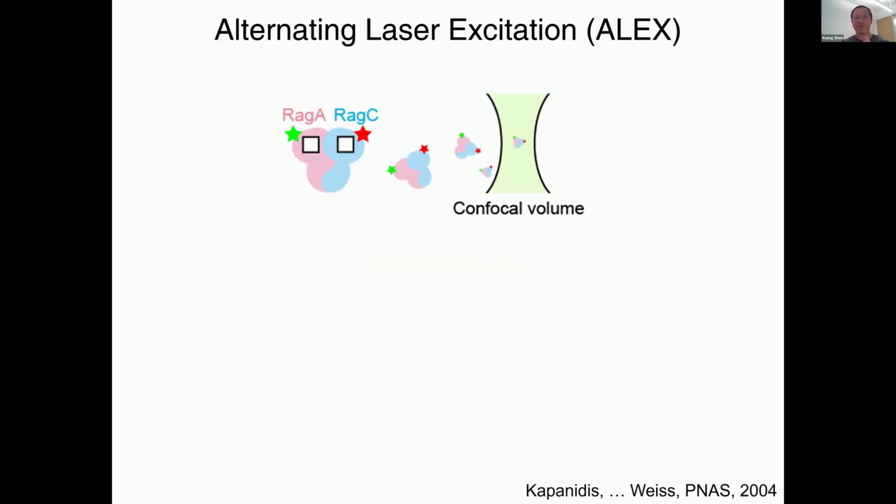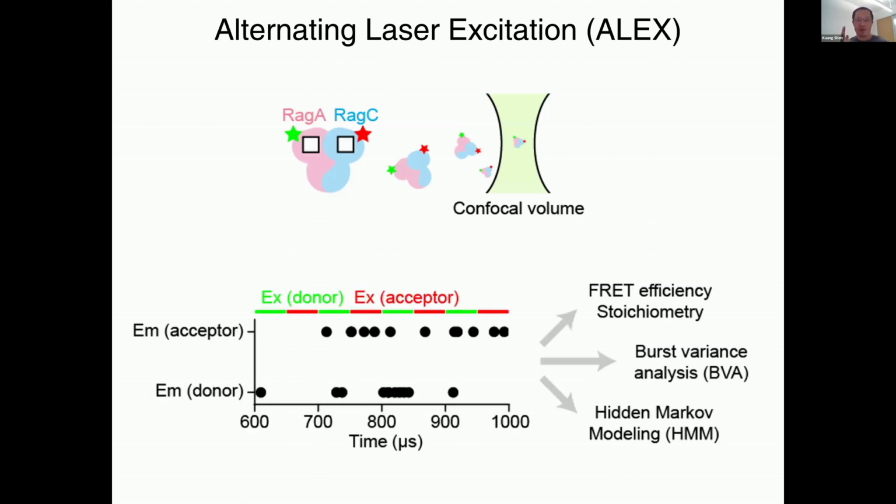And then we use our favorite method, which is alternating laser excitation based single molecule FRET. So here we label RagA, RagC, and dilute to a very low concentration, and then use the confocal laser beam to excite these molecules and record the response of photons. So here is the raw data. We excite this molecule diffusing through the laser beam. You can record the donor and acceptor emission at the corresponding PMT.